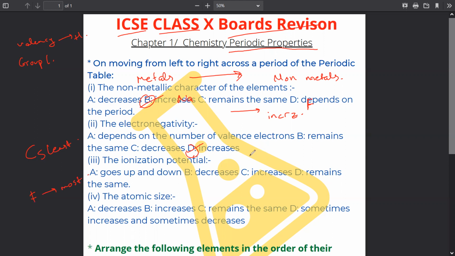So if we go from left to right, that is from the cesium side to the fluorine side, ionization potential would increase. So the correct answer is C. And then the atomic size. The atomic size, when we move from left to right, will decrease. So the atomic size of Mg would be more than fluorine. Okay, so this is the end of the first part of the paper. Now we move on to the second part. Just note down all the MCQ answers.